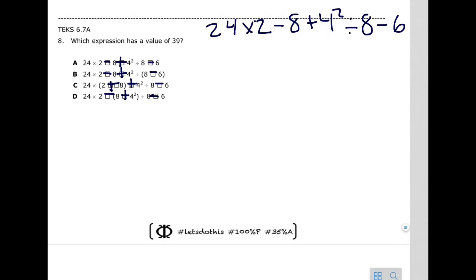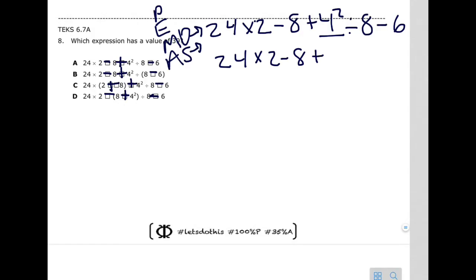minus 6. So first thing I need to do, if I follow PEMDAS, is parentheses, but there's no parentheses. So then I do exponents. I do 4 to the second power. So my answer for that is 4 times 4, which is 16, and then I just drop down the rest. Next, parentheses, none. Exponents, none. Multiplying and dividing from left to right, I multiply 24 times 2, which is 48.